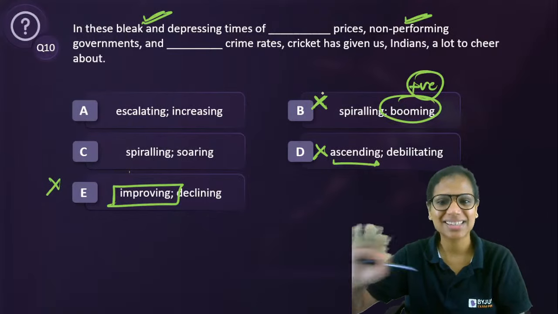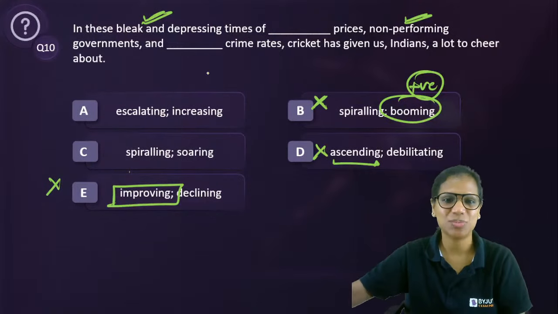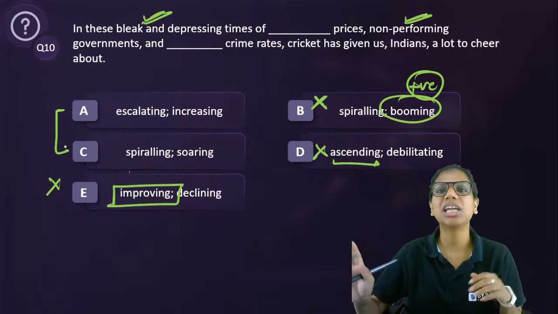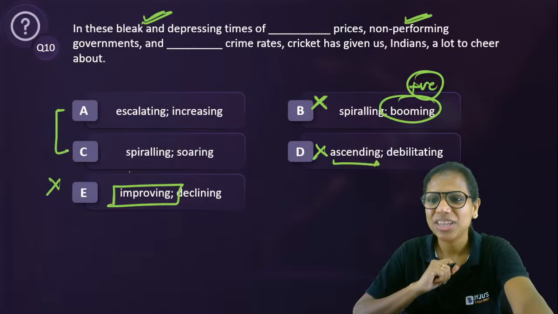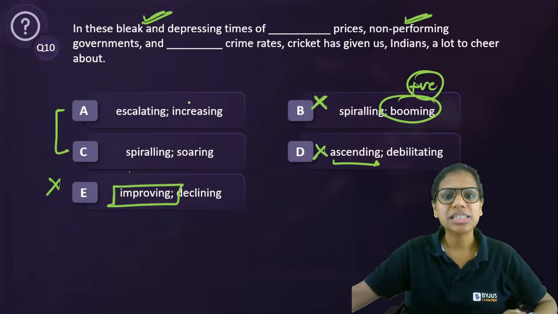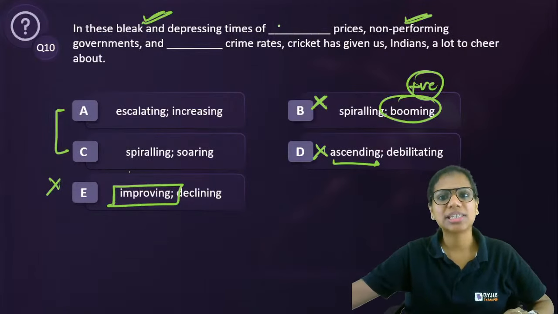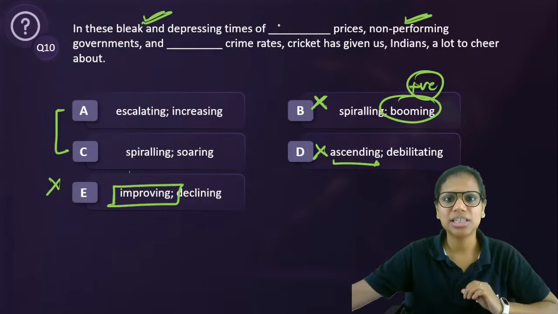That does not make sense with something like crime rates. So I have to choose between A and C essentially, and that is what you have also done. So, see, I understand that I can use escalating here. I can use escalating here.